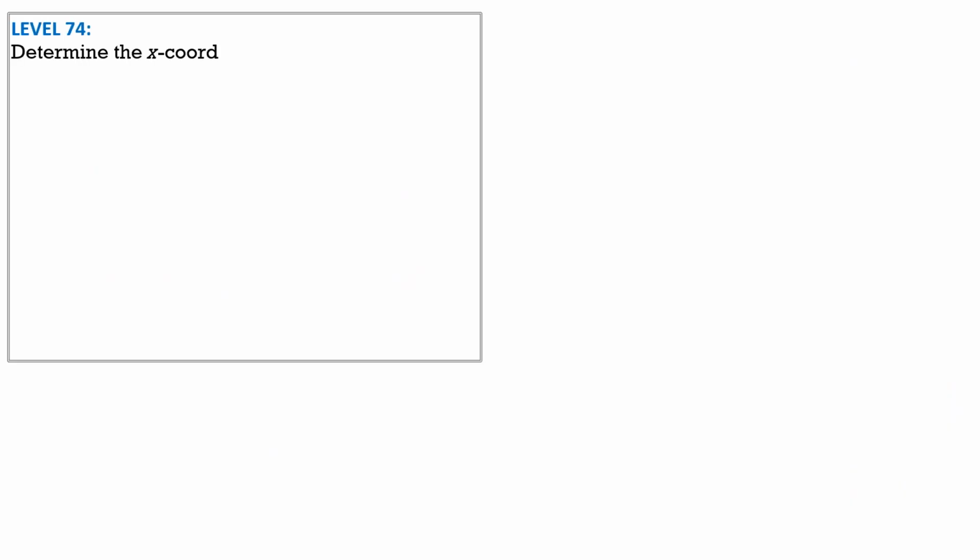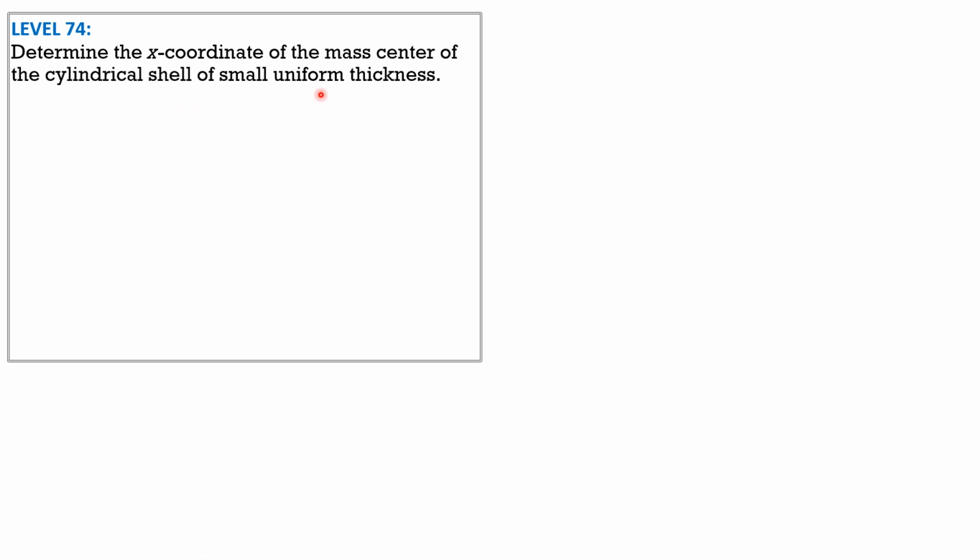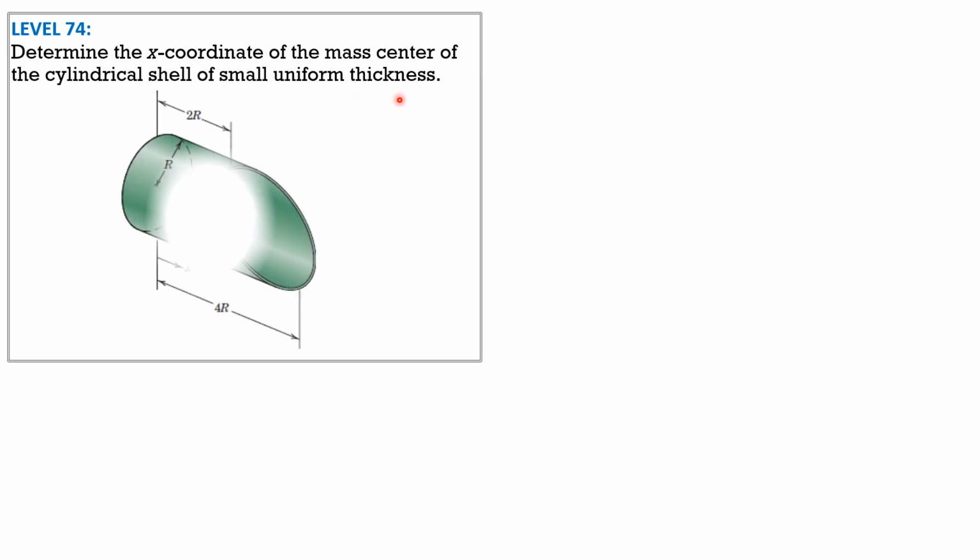Problem 74: determine the x-coordinate of the mass center of the cylindrical shell of small uniform thickness. We now apply the result in the preceding slides on the centroid of this truncated cylindrical shell. There are two volumes to be considered here. The volume of this surface is lateral area times thickness, and the volume is circumference times height. Let's call that V1, and this part V sub 2.